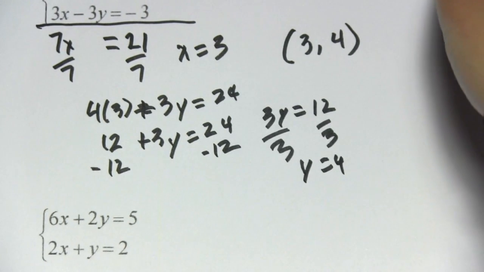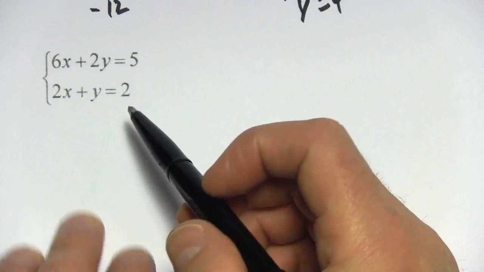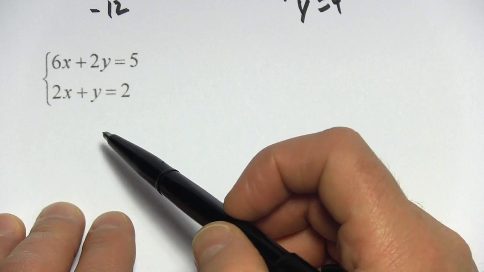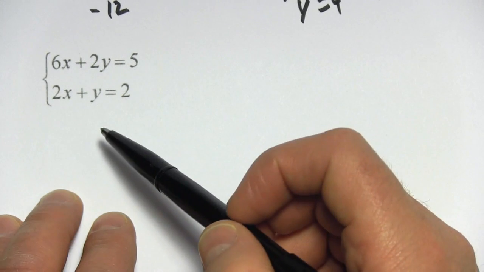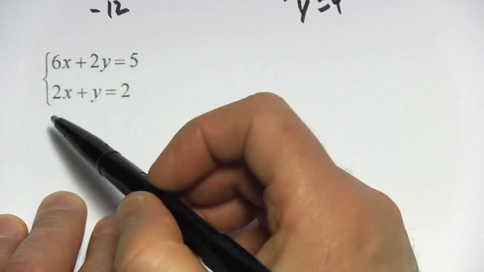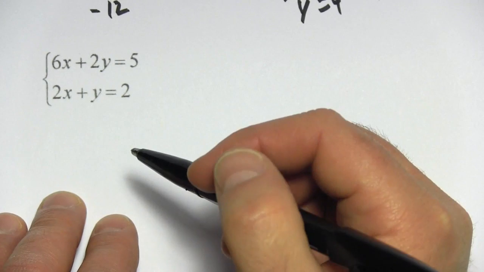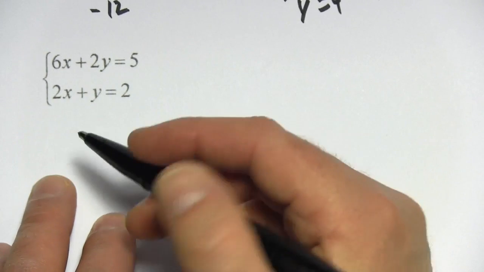So pretty cool and easy method. Easier than substitution most times, I think. However, you don't always have conveniently set up equations where a variable is going to disappear just by adding them together. But that's okay, because we can take one of these equations and multiply by something. As long as we multiply both sides by the same thing, it's the same equation.